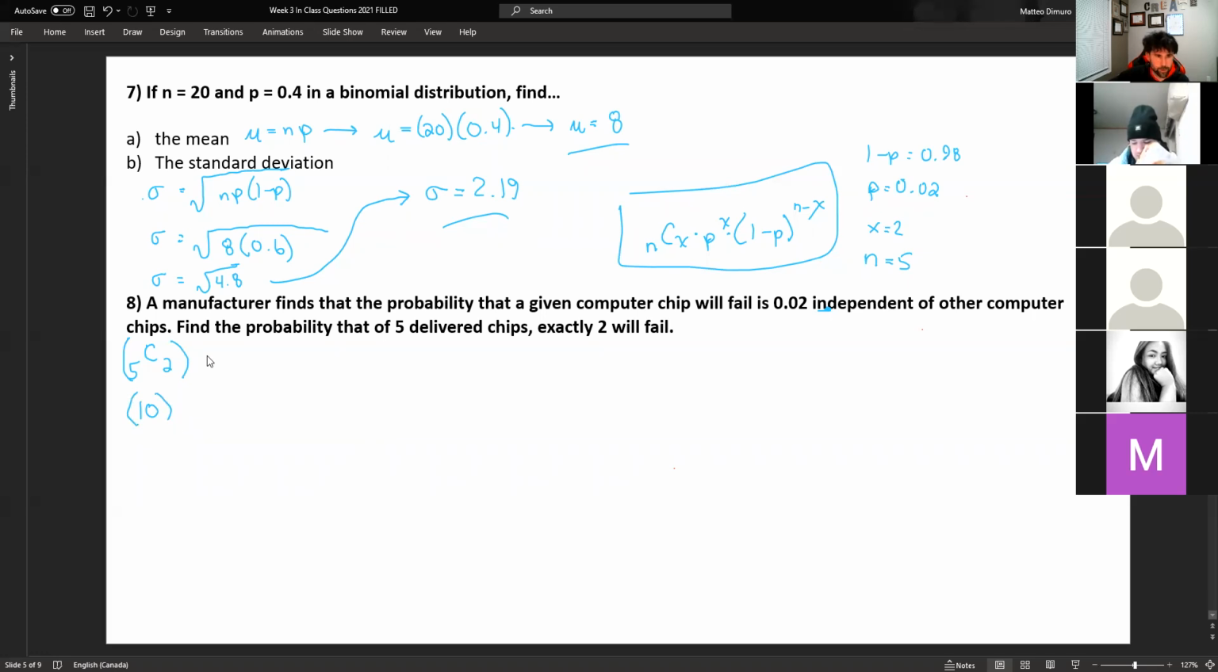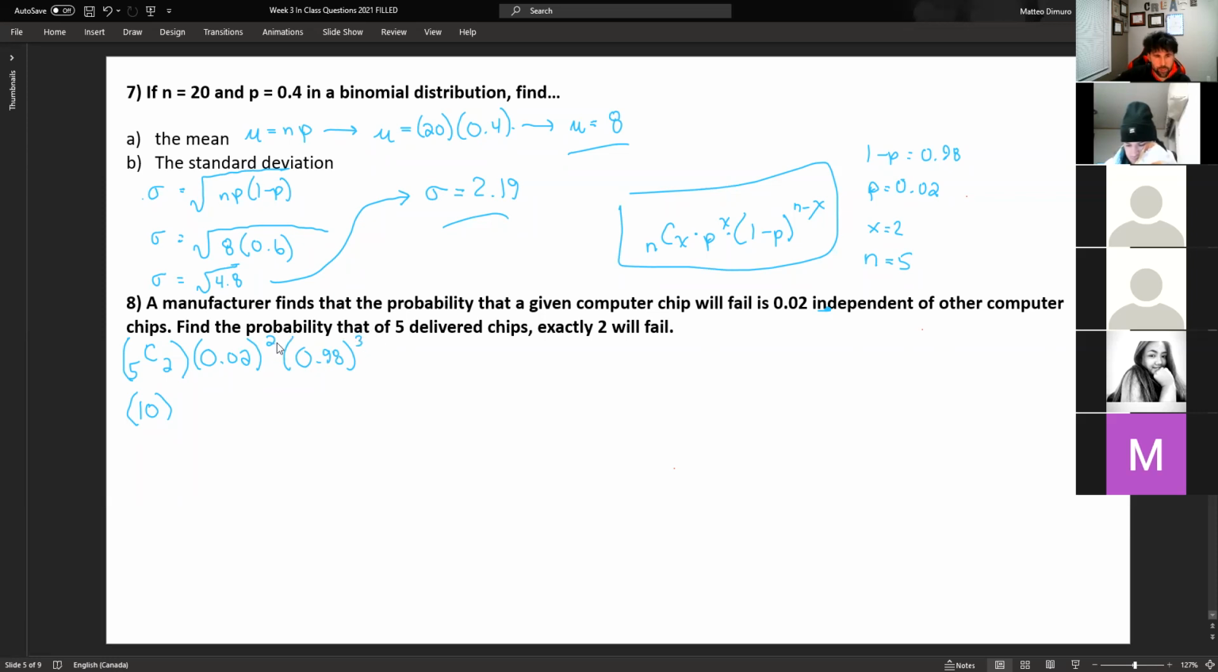Then the next part of the formula: 0.02 raised to the power of x, and remember, x is 2. Then we have 1 minus p, so 0.98. Basically, 1 minus p is the probability that a chip is working, and that's raised to the n minus x. I generally just write that number, so 5 minus 2 is 3.